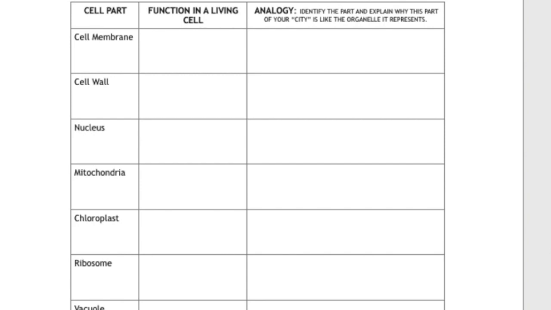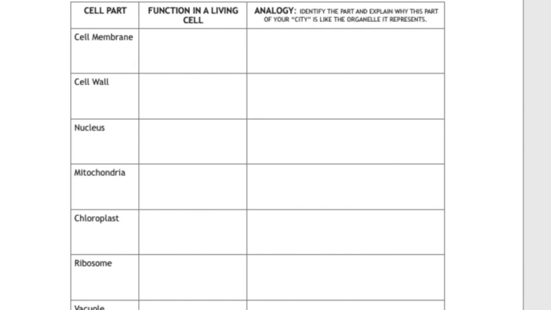Now, just a reminder that if you are including the cell wall and the chloroplast in your cell, make sure you don't say that this is an animal cell. So if it has the cell wall and chloroplast, it is not an animal cell. It will then be a plant cell.